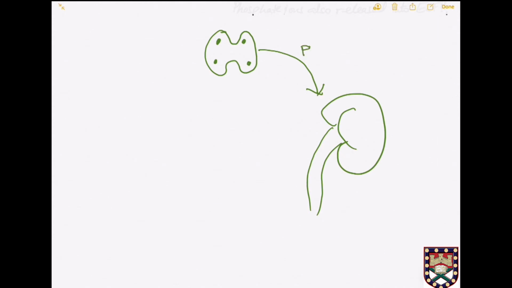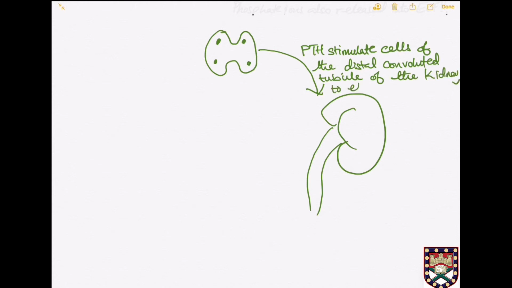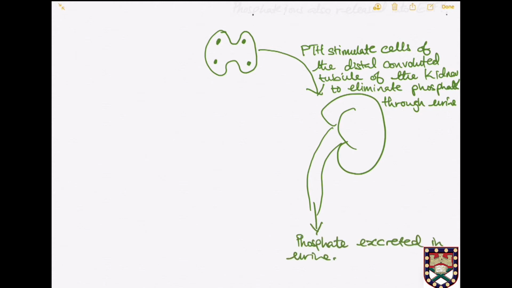The parathyroid hormone also stimulates the cells of the distal convoluted tubule of the kidney to eliminate phosphate ions and reabsorb calcium ions during urine formation. The excretion of phosphate ions in urine is really important as it distorts the ratio of calcium and phosphate ions in the blood and prevents recrystallization of these two ions in the blood.